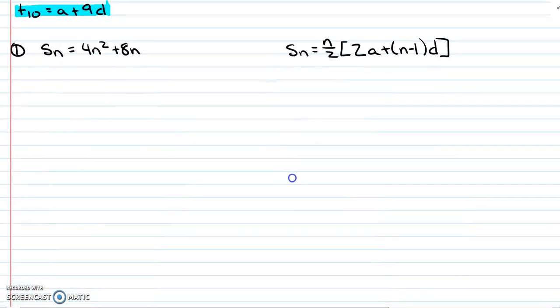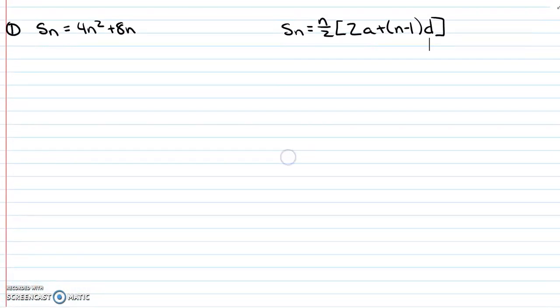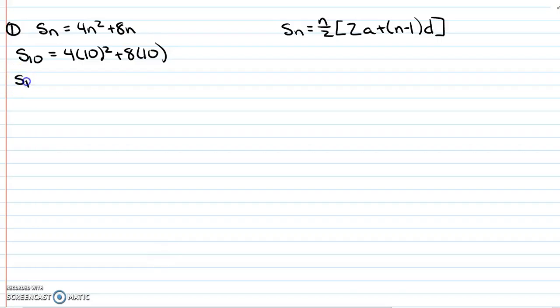We can technically plug in any number for the number of terms, but for this purpose we're going to plug in the number 10. So the sum of 10 is equal to 4 times 10 squared plus 8 times 10. We can further simplify this to be 400 plus 80, so the sum of the first 10 terms is equal to 480.